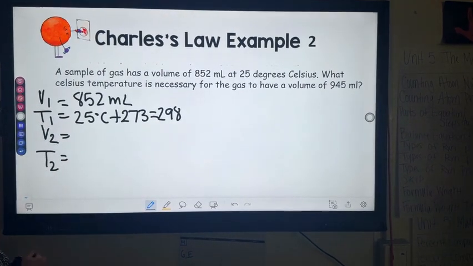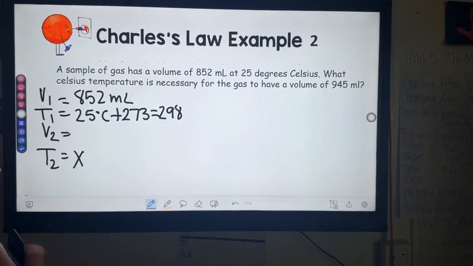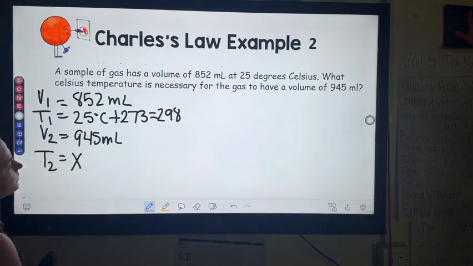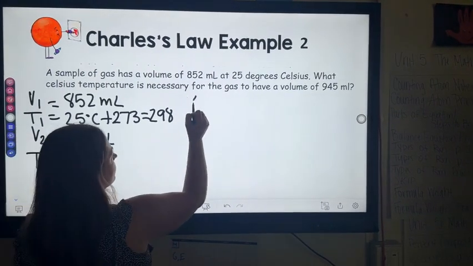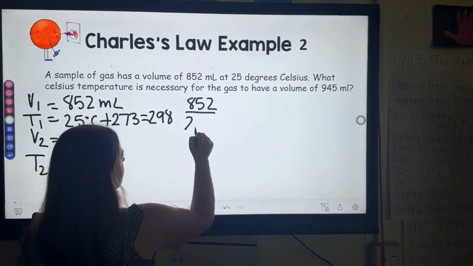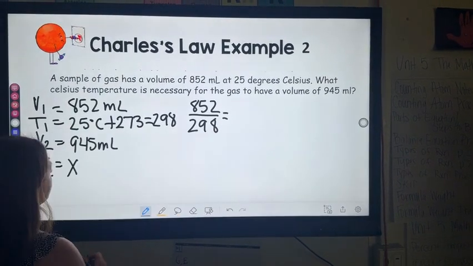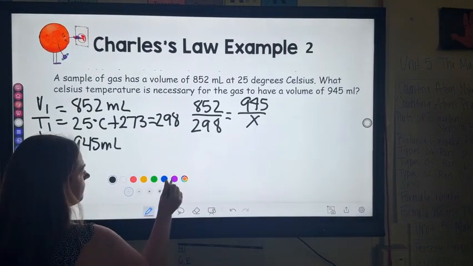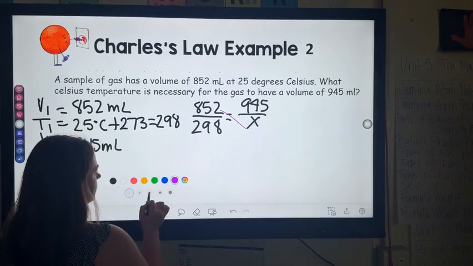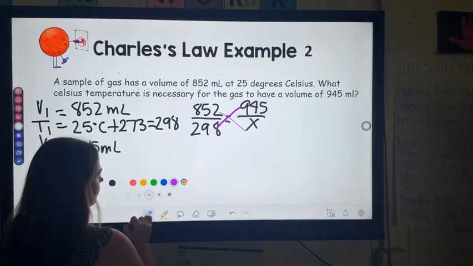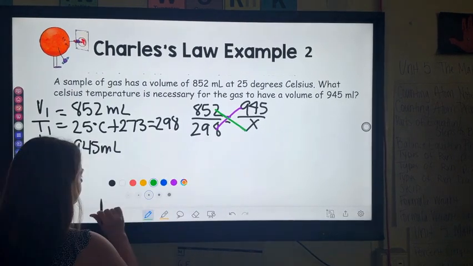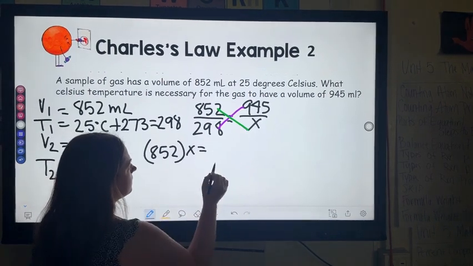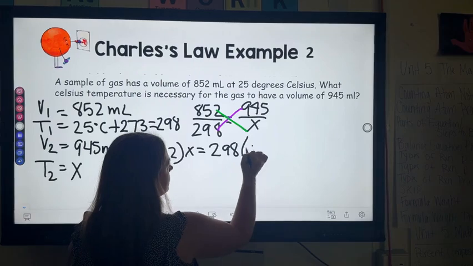We are looking for the final temperature in Celsius, and our final volume is 945 milliliters. So we can plug it into our equation: 852 over 298 is equal to 945 over x. You can now cross multiply. So 852 times x is equal to 298 times 945.